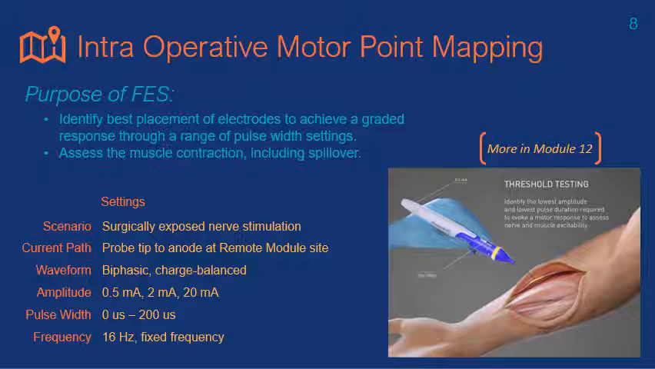To best predict the final outcome, this process should be done under conditions that simulate the current flow pathway in the final implant configuration. So to do this, the surgeon will place the anode near the location where the remote module will be implanted. Because the probe makes direct contact with exposed tissue, the intensity of stimulation is generally set to a relatively low level. Training Module 12 goes into a lot more detail on the process of surgical implantation, including motor point mapping and electrode placement.